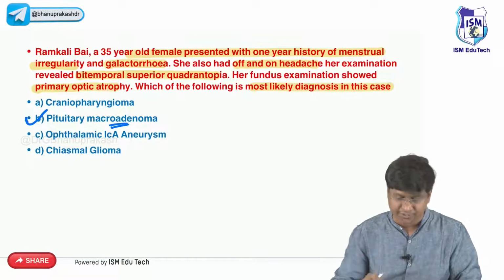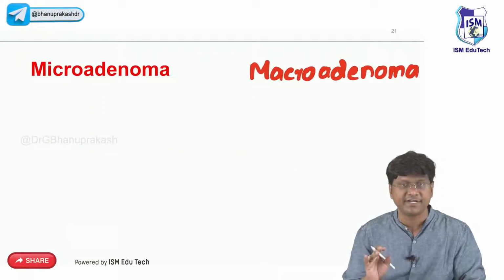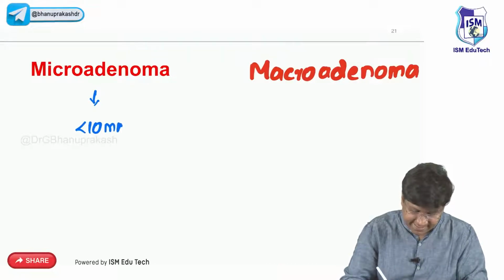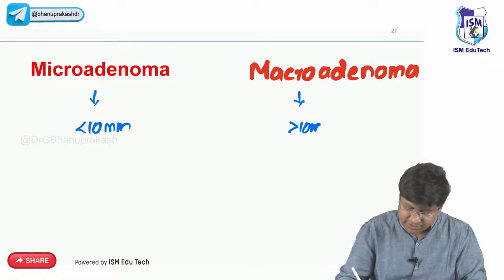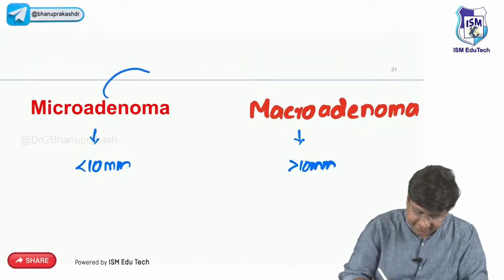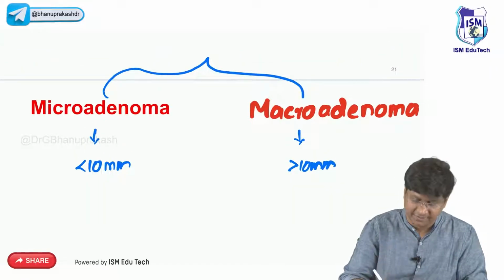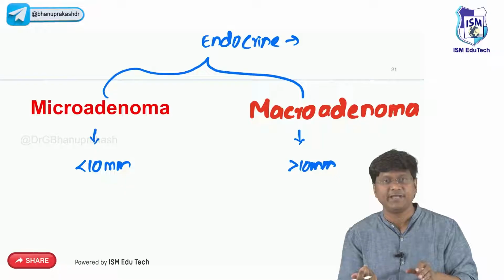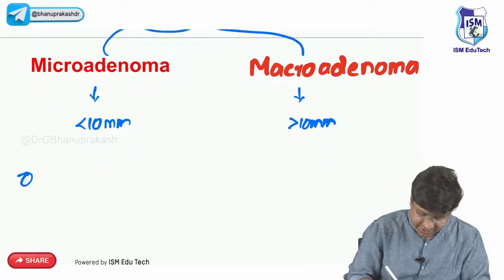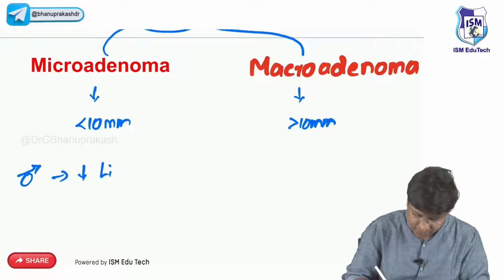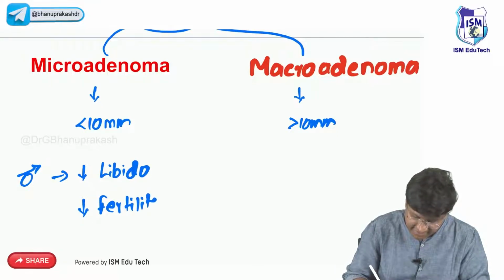Now, let me discuss the pituitary tumors. These pituitary tumors are classified into two types depending upon their size. Microadenoma means the size of the tumor is less than 10 mm. Macroadenoma means the size is more than 10 mm. Clinically, both of them will have endocrine manifestations. Take prolactinoma: in males, the individual will have decreased libido and decreased fertility.